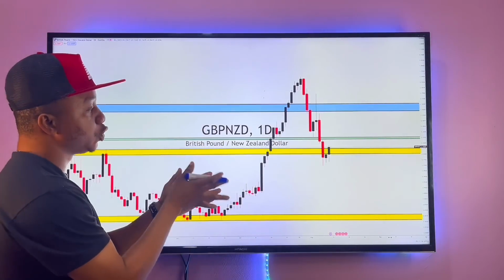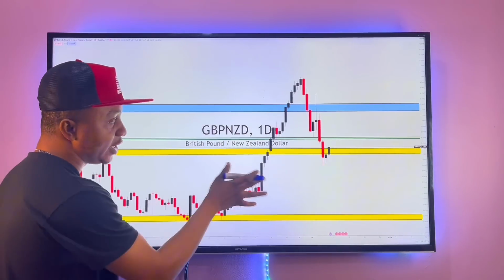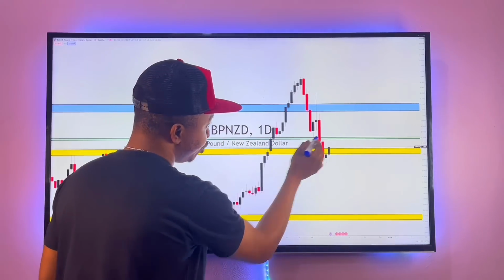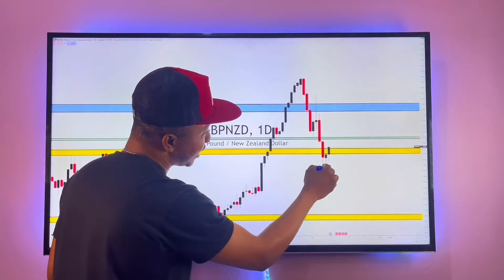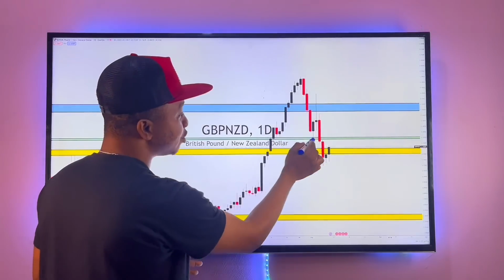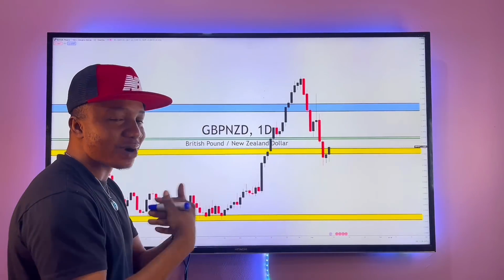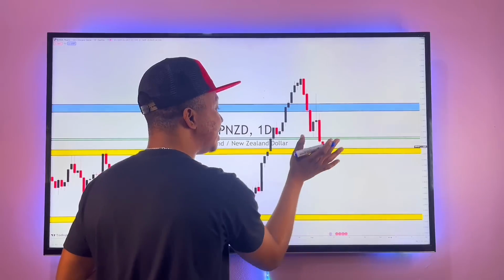Okay, so this is also GBPNZD on the daily time frame. On the daily time frame, we have our daily mid-range zone, and then price is in a downtrend on the daily. Why? Because we see lower lows and then lower highs over here. Now, this downtrend tells us what? Price is not yet going to the upside on the daily.